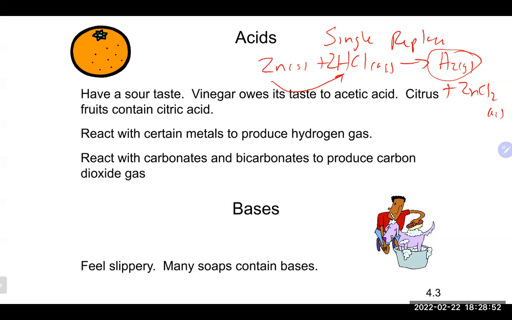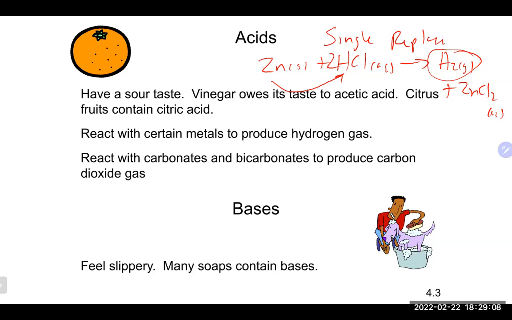It does need to be more. So whatever comes in on a single replacement reaction needs to be more reactive than what it is replacing. Otherwise, it will not occur. So if you swap that out for some copper there, good luck on that. That's not going to work very well for you.